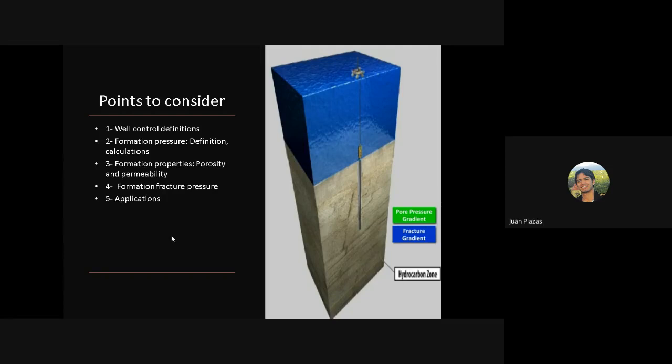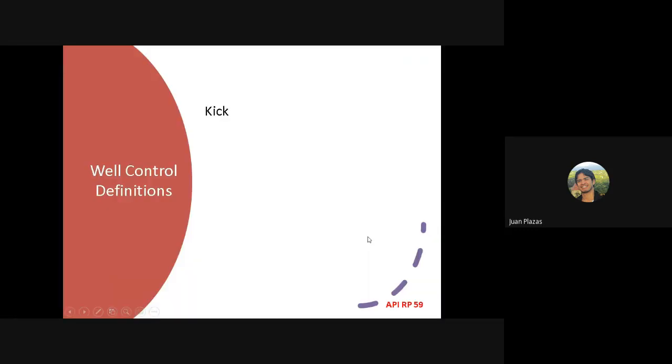After that, we will go ahead with formation properties. We will focus on formation permeability and formation porosity, and how these formation properties are related to well control. Next, we will move to formation fracture pressure, the application of fracture pressure and formation pressure. What we can see there is a reservoir, and we have a hydrocarbon zone. It's very relevant to know our formation pore pressure and formation fracture pressure. Let's get started with some definitions.